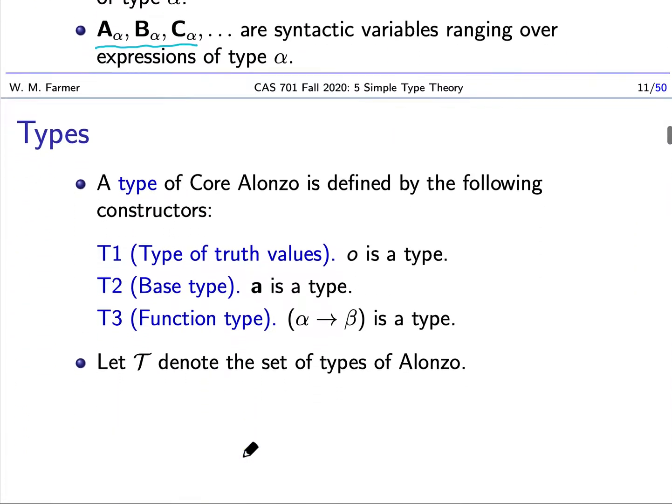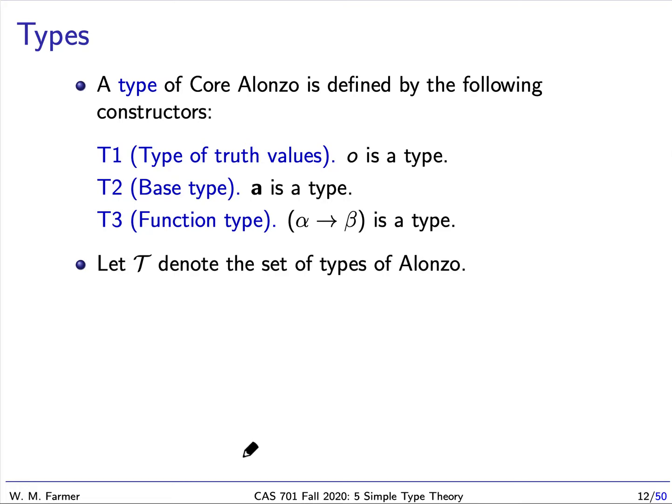Okay, so we can now define the two basic kinds of syntactic entities of Core Alonzo: types and terms, or types and expressions. So a type is defined as follows. There's three kinds of types. Omicron is a type. It's going to represent the type of truth values. Any base type symbol is a type. It represents a base type. And if alpha and beta are types, then this expression is a type. So there's just three kinds of types. We have a type for truth values, we have any number of base types, and we have function types built from previous types.